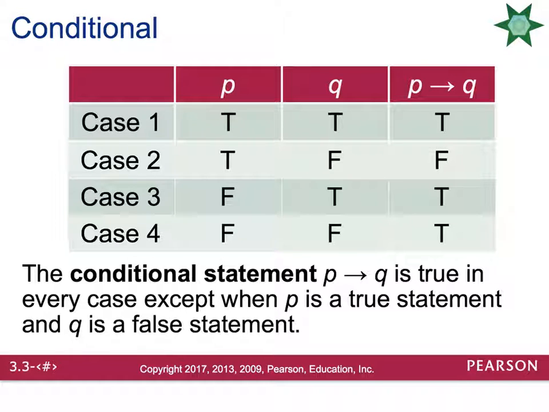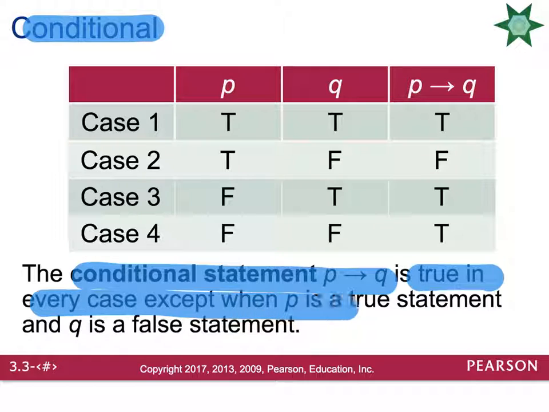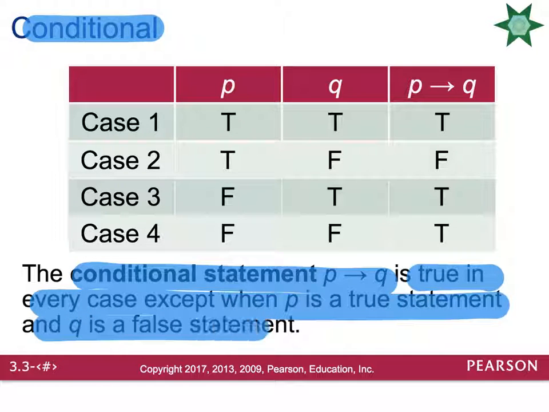Okay, this is Math 131, Section 3.3. First, we're going to talk about the conditional statement. Remember, that's an if-then. So, conditional statement, we have P arrow Q. And that's true in every case except when P is a true statement and Q is a false statement. So, the only time that this is false is when we have a TF.